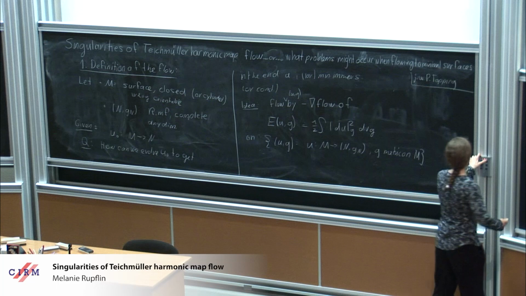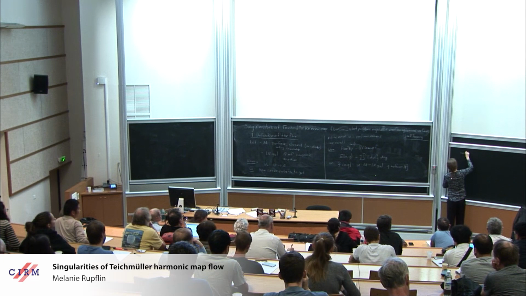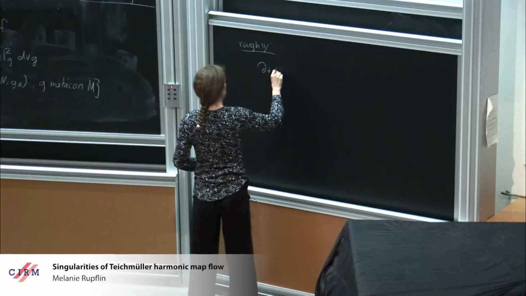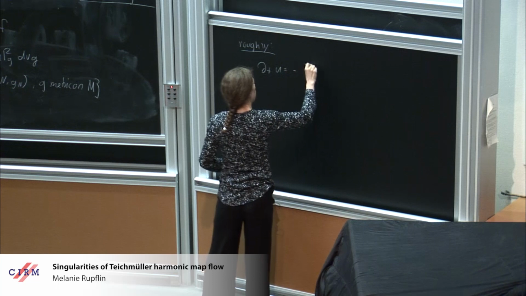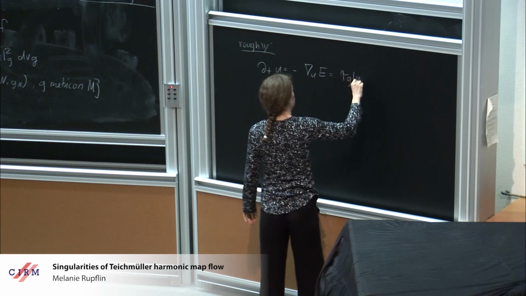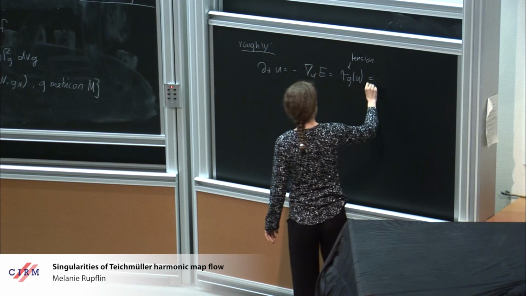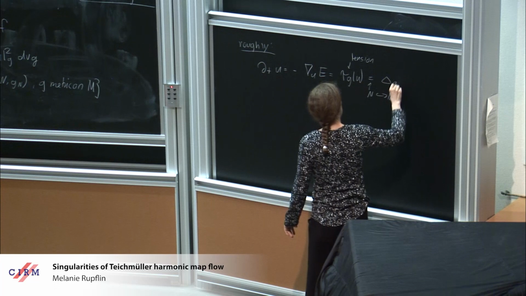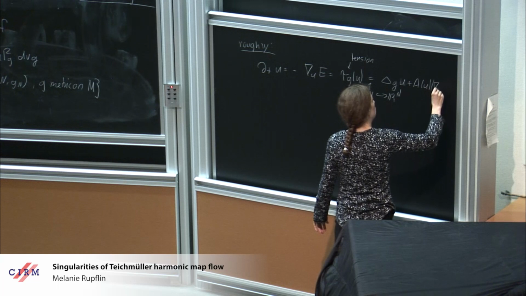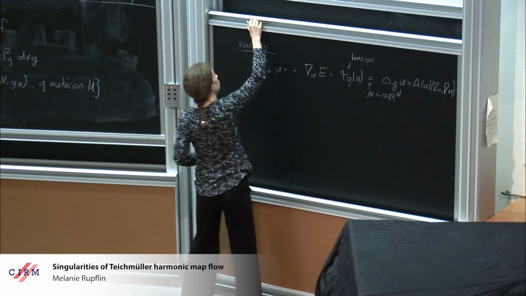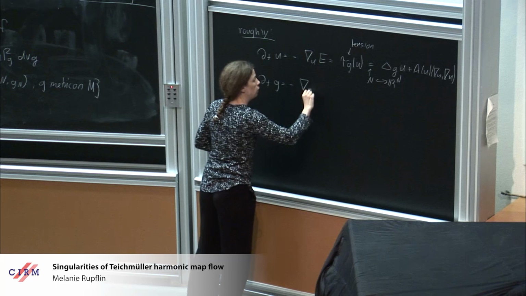Now, if you do this, well, what would you get just by this idea? So roughly, we will get that we want to evolve d_t u by minus the gradient of the energy of u. So this is the tension field, of course. And depending on how you want to view this, if I consider N a submanifold of Euclidean space, this would just be the Laplacian of u plus the second fundamental form term. So a nice parabolic equation with a bit of a nonlinearity. And then you would want to evolve d_t g by the negative gradient of the energy with respect to g. Now, what is that going to be?